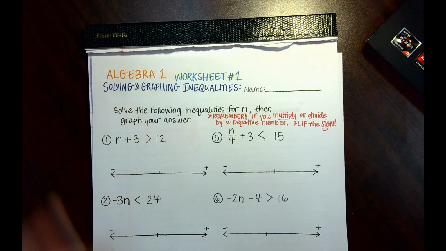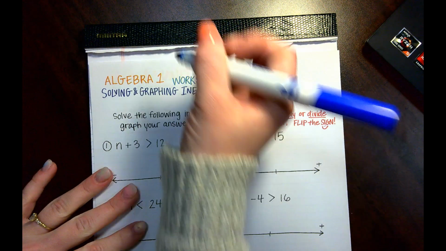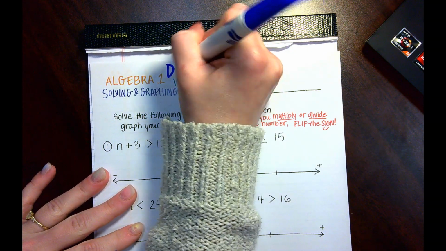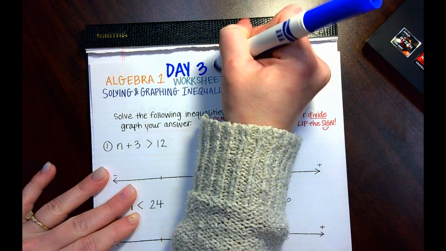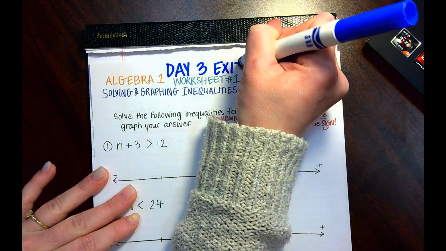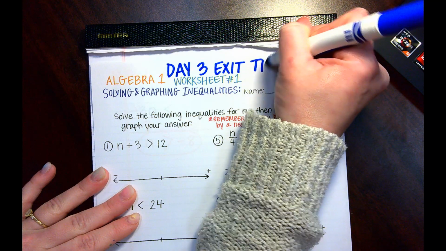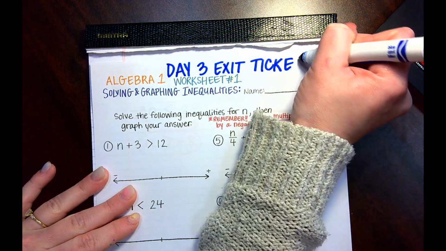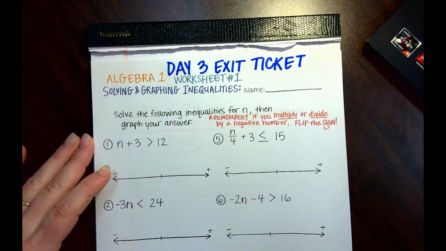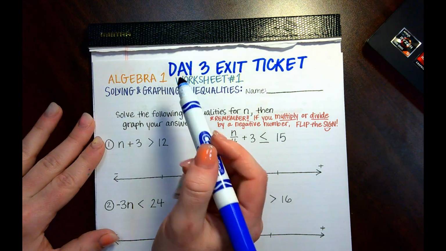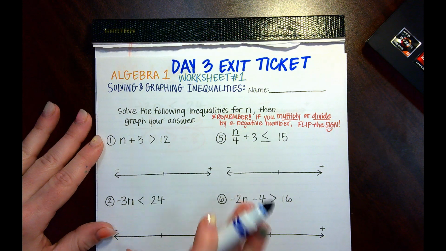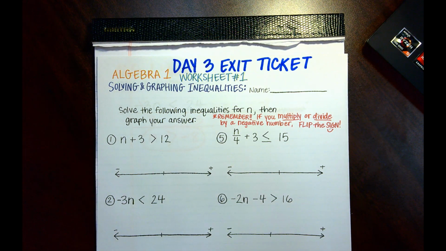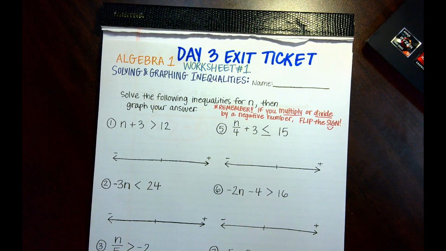So that's what I'm going to do. I'm going to write the exit ticket on here. This is your day 3 exit ticket. It would be super helpful if before you turn this in, you also write day 3 exit ticket on there. That way it doesn't get mixed up with other assignments. It just makes my life a little bit easier, and it's just one extra step for you.